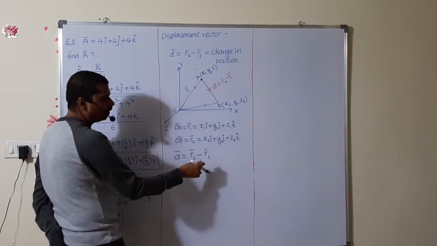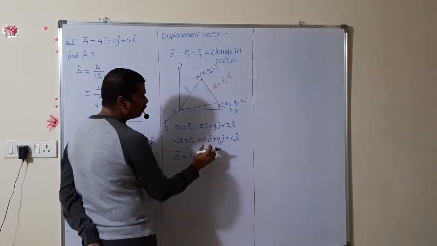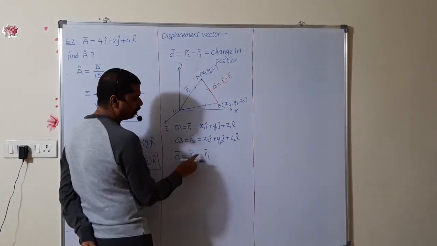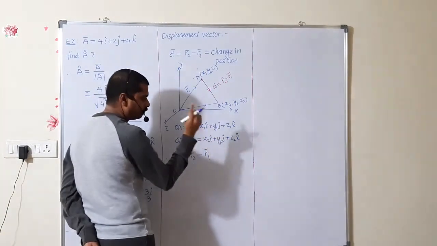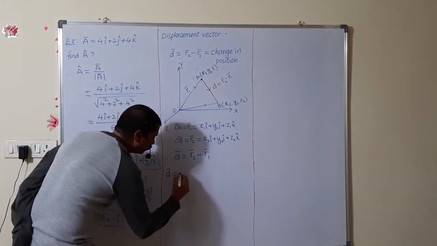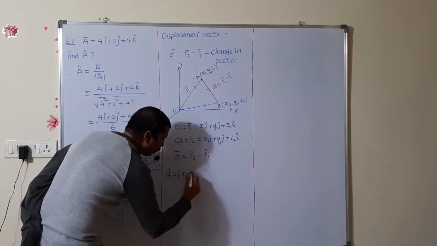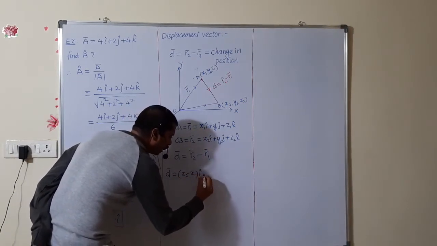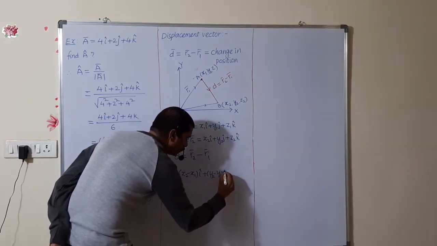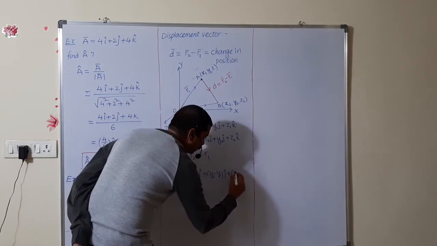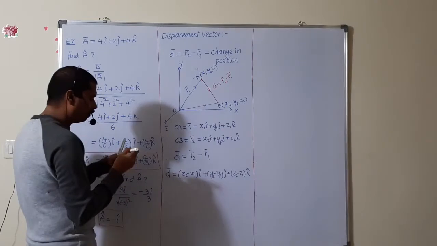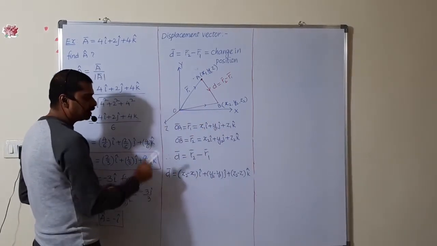If I substitute all these values, i, j, k, now you subtract these two. R2 is this vector and R1 is this vector. If I write the displacement vector: x2 minus x1 i cap plus y2 minus y1 j cap plus z2 minus z1 k cap. This is the formula for the displacement vector.